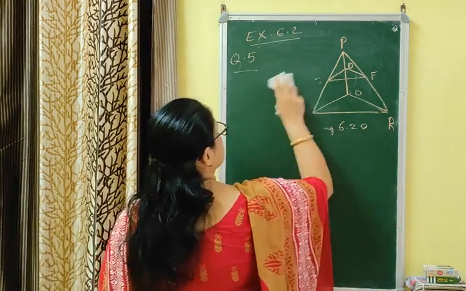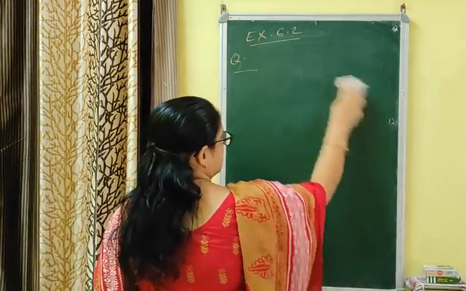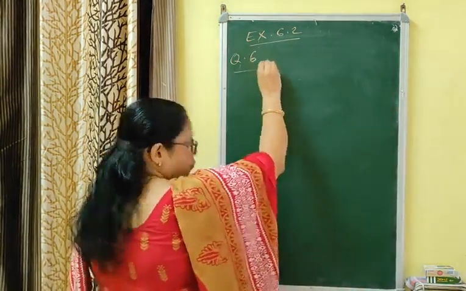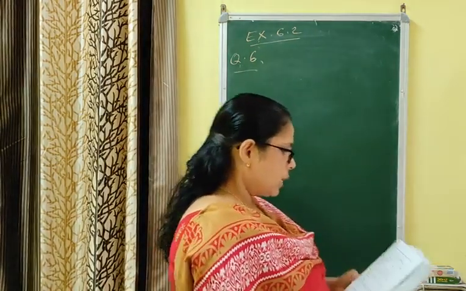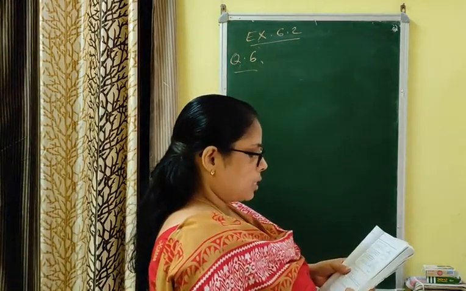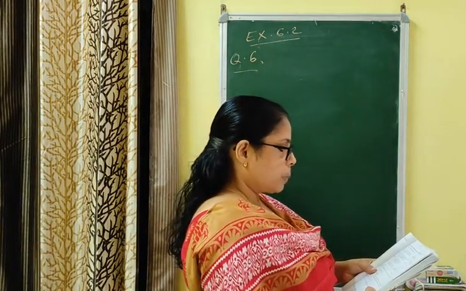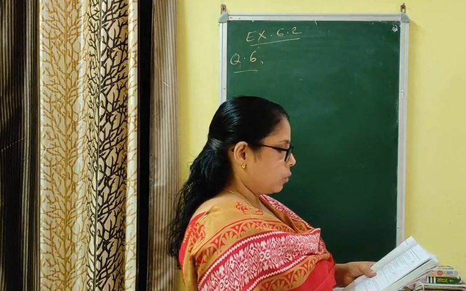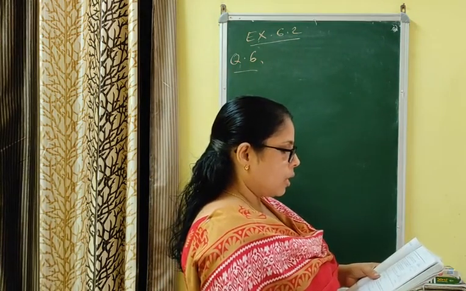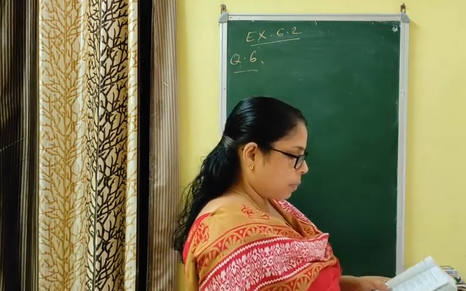Now what is question number 6? Question number 6. Let me draw the figure. First of all, let me read the question. In figure 6.21, A, B, C are the points on OP, OQ and OR respectively such that AB is parallel to PQ, AC is parallel to PR, and then show that BC is parallel to QR.